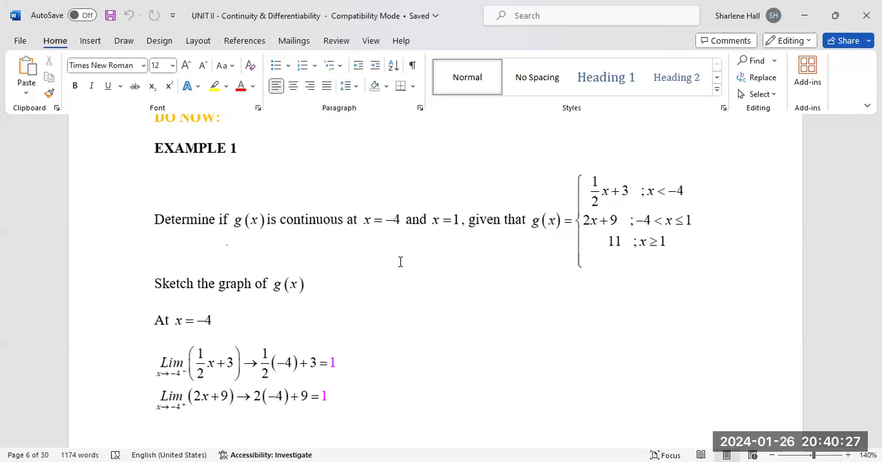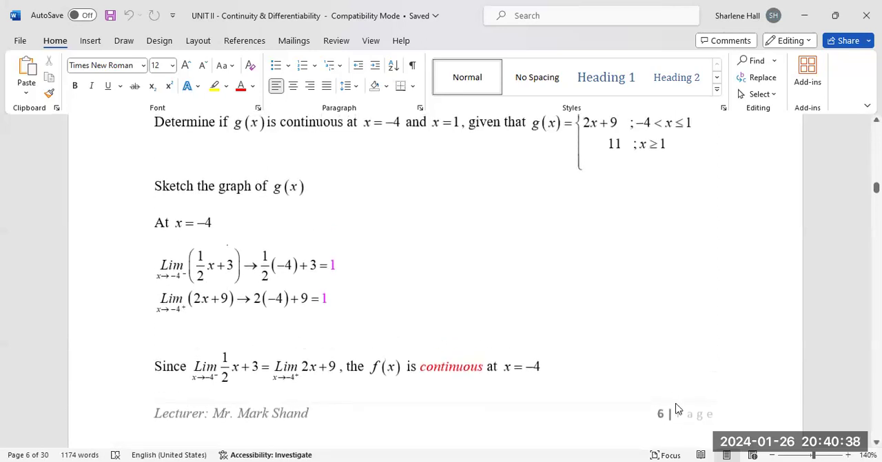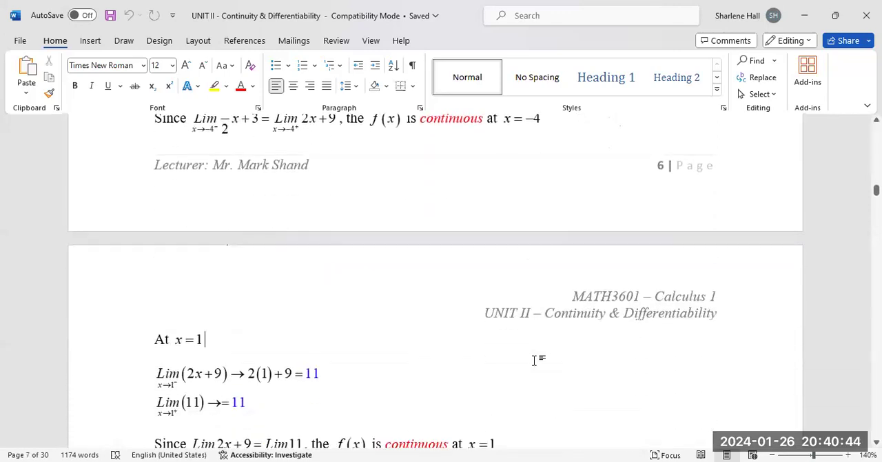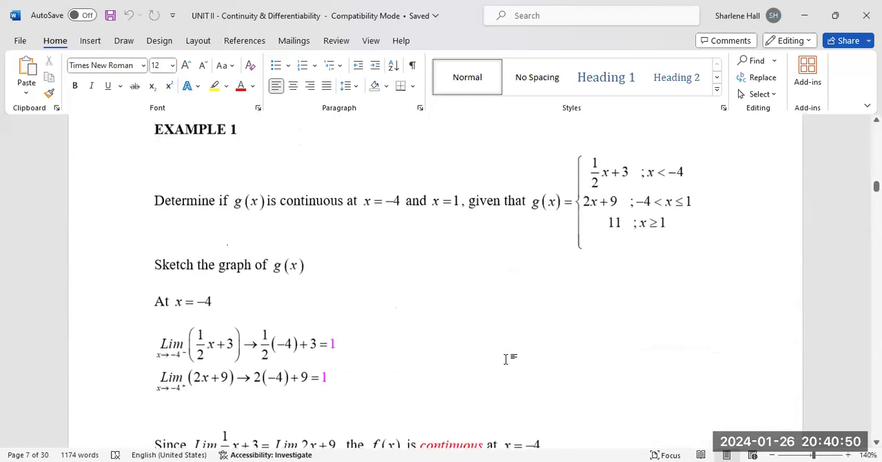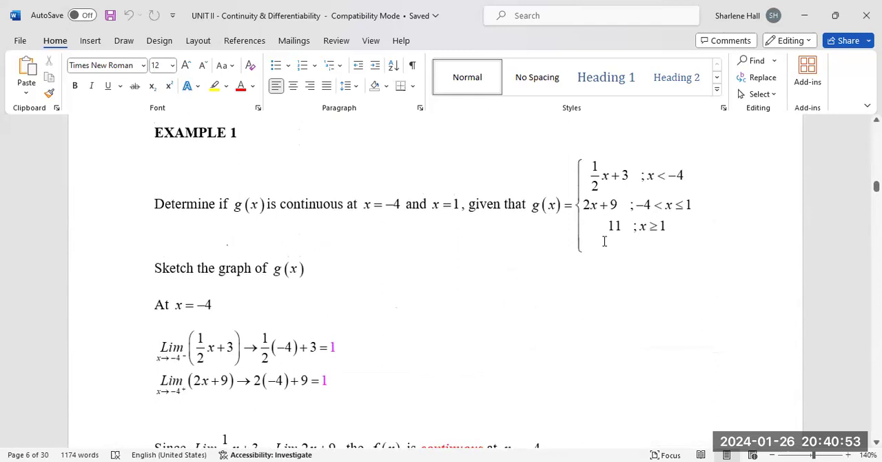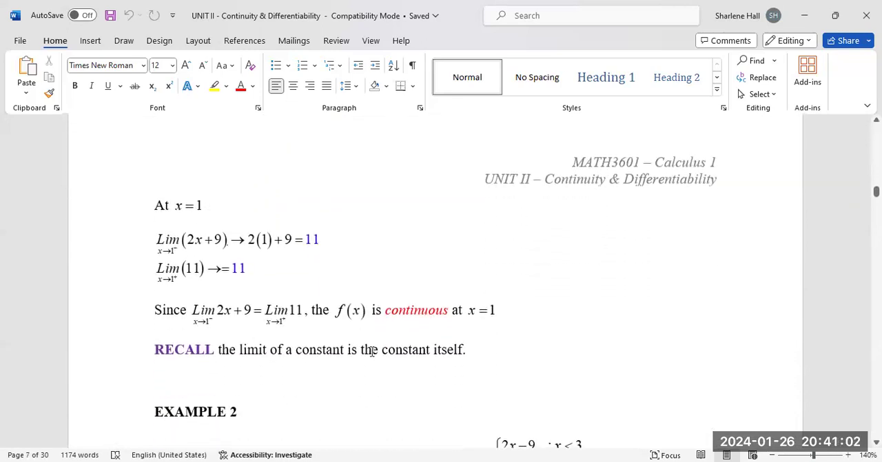So yes, they are equal to 11. Therefore it is going to be continuous at x equals -4, and similarly continuous at x equals 1, because they are both equal to 11. Importantly, notice that the function here was just 11 and nothing else. The limit of a constant is the constant itself. Excellent work, guys. I'm really proud of you. Keep it up. You are seeing Calculus 2.